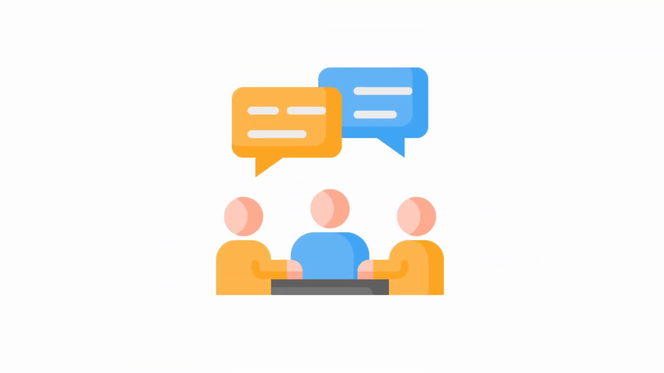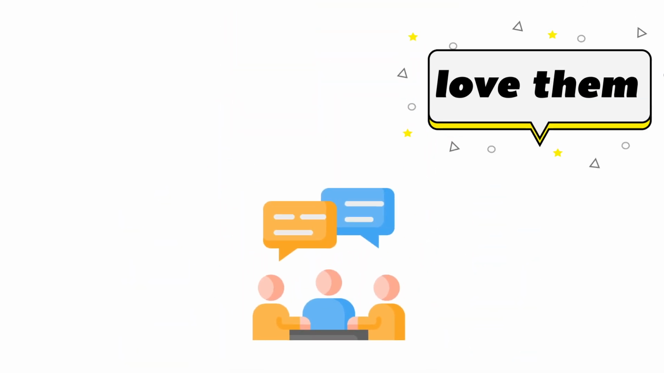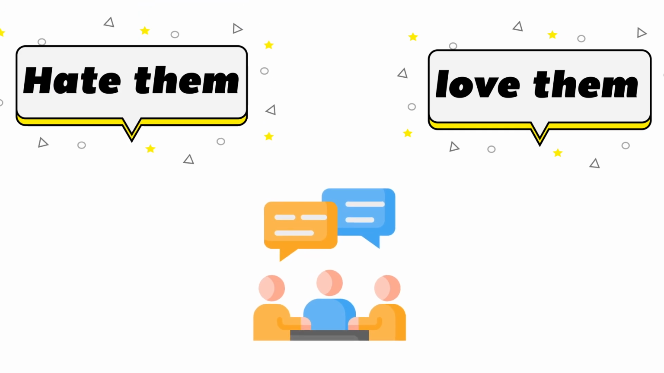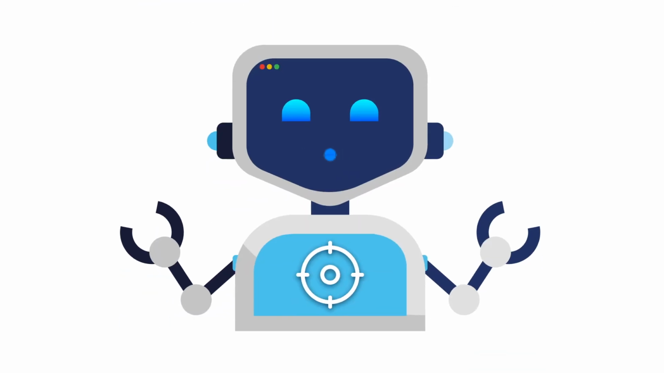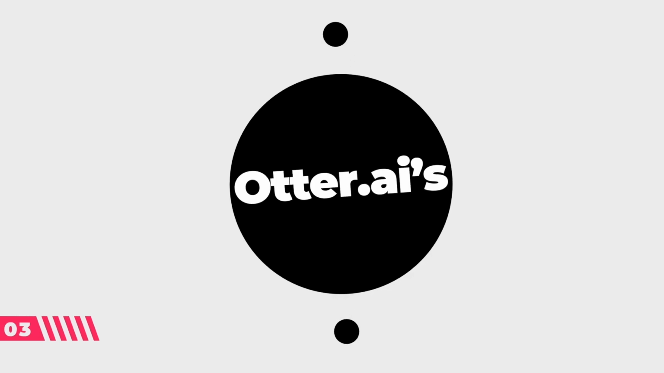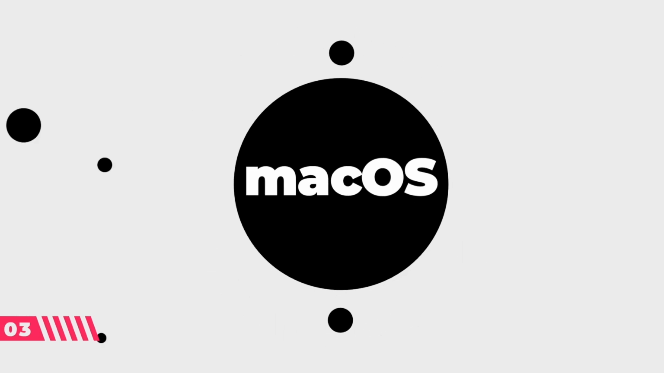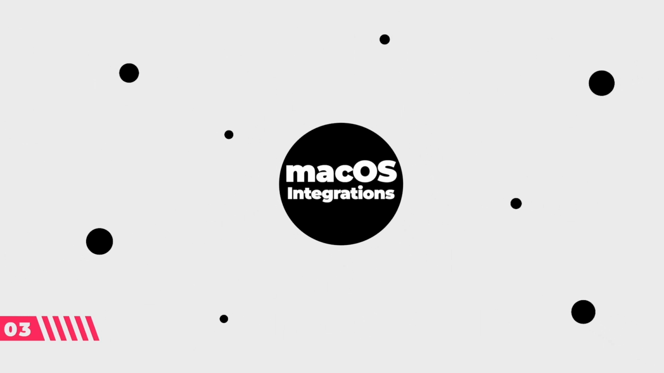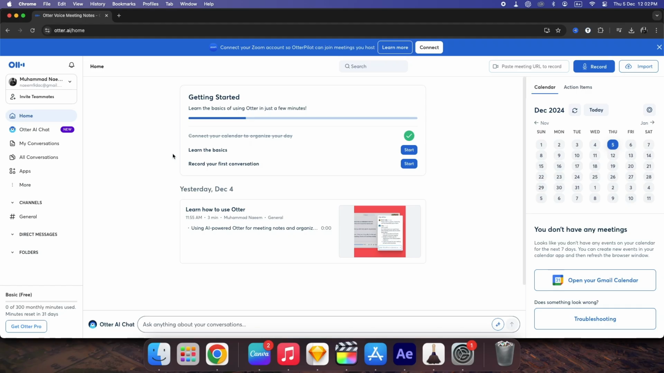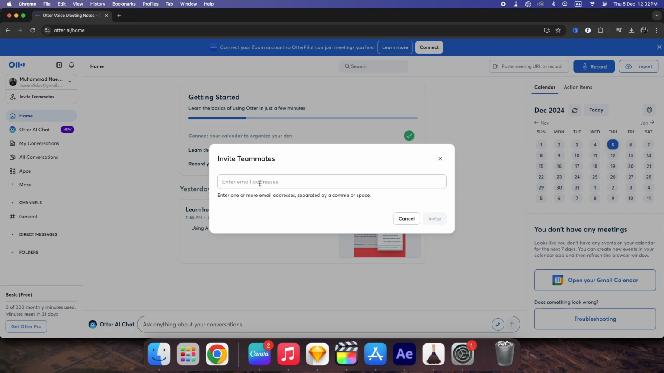Meetings. Love them or hate them, they're unavoidable. But what if you could cut them in half? Otter.ai's macOS integration does exactly that. It transcribes your meetings in real time, summarizes key points, and even provides action items.